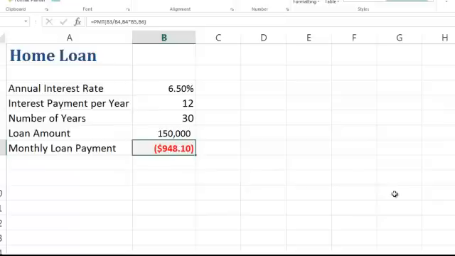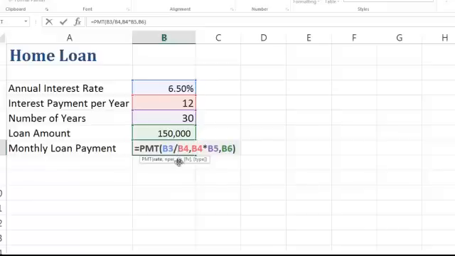My result is $948.10. It is showing as a negative. If I decide that I do want to show the loan payment as a positive number, I will enter into the formula editing mode, come to the present value argument, which was the loan amount, and just put a negative sign in front of B6.